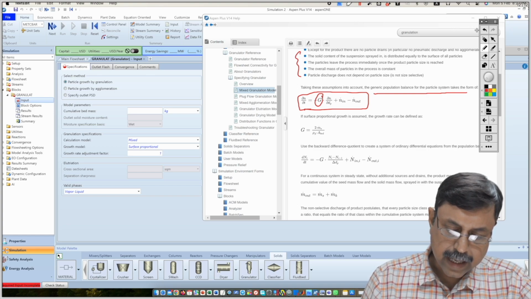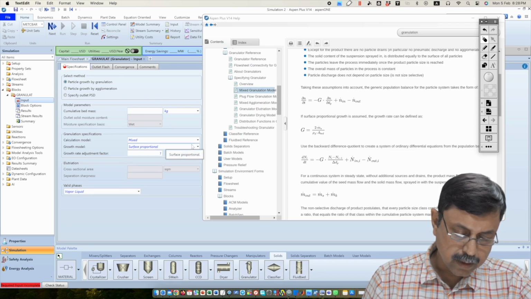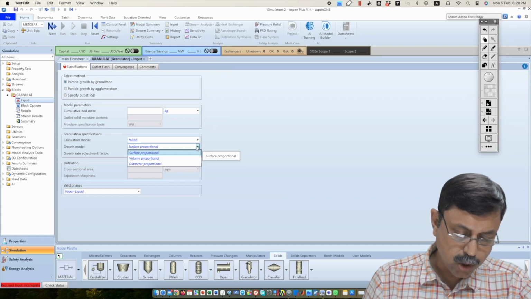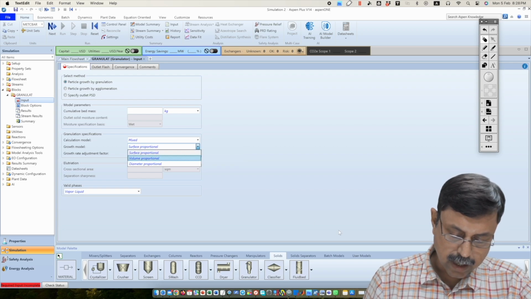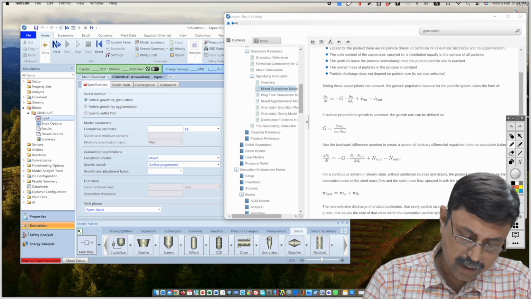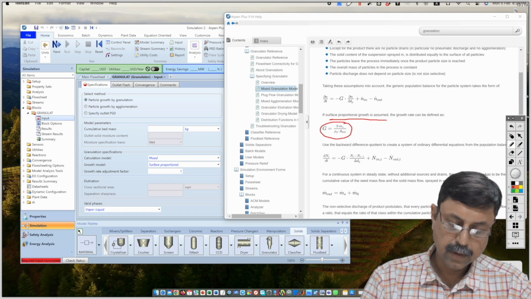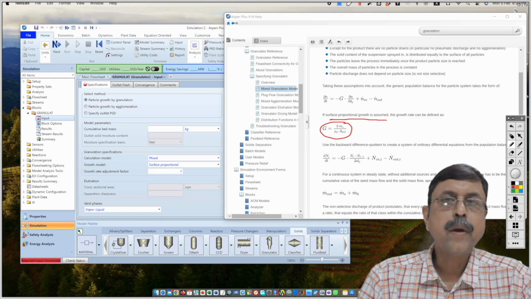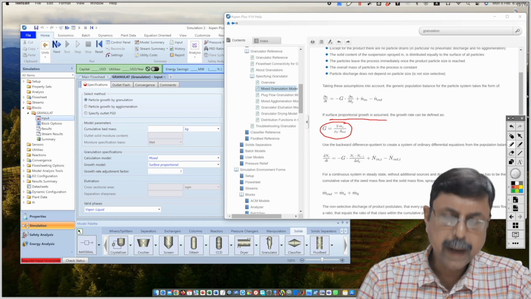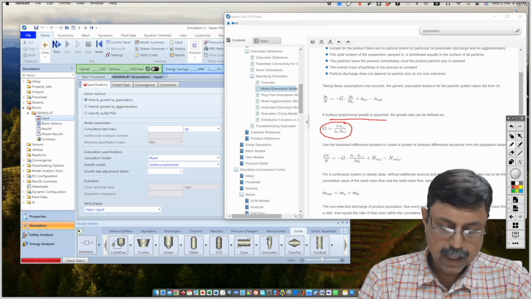Now, there are three types of variations that we'll look for: surface proportional growth model, volume proportional growth model, and diameter proportional growth model. So, three growth models are there. Now, let us see what they are. When you have the surface proportional growth model, then G is equal to this equation, where ms dot is the mass flow rate of the solid, rho s is the density of the solid, and A bed is the cross-sectional area of the bed. So if you supply that information, then G will be calculated, and this will be for the surface proportional growth model.